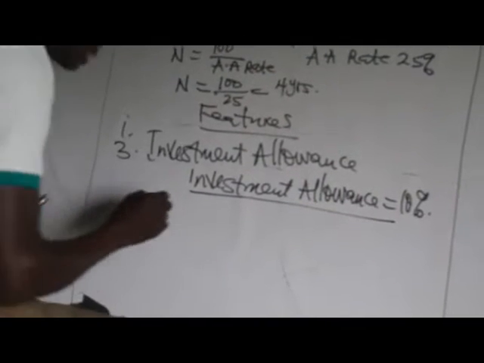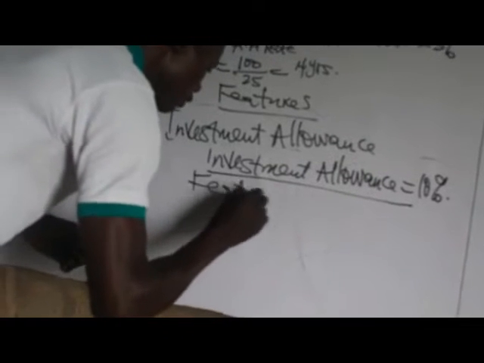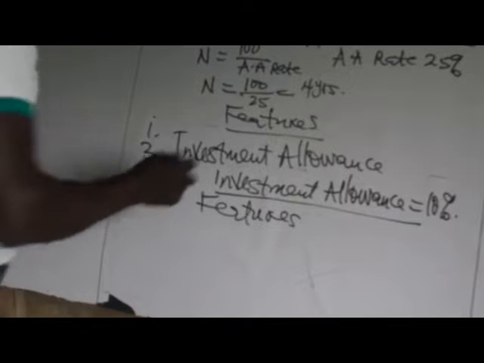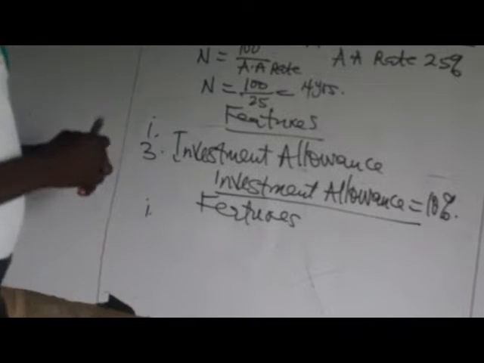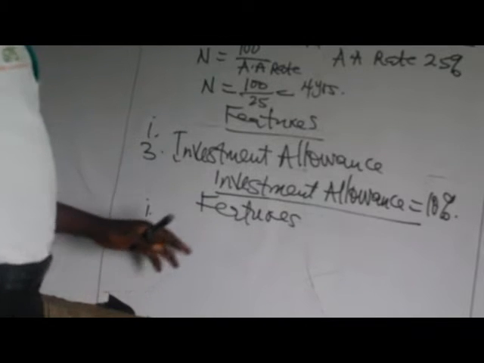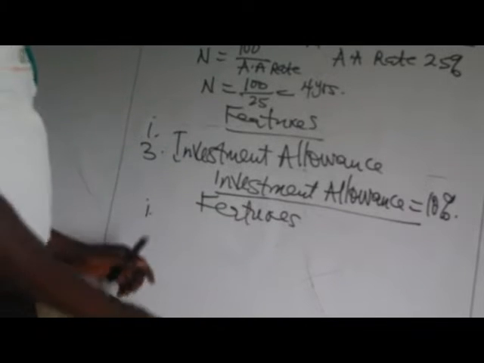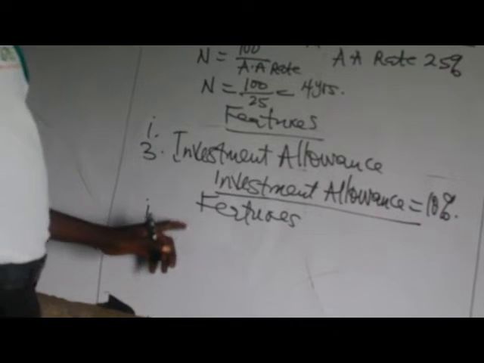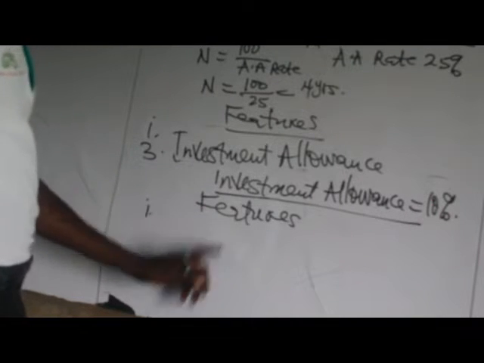Features of investment allowance. Number one feature, it cannot be prorated. That means you cannot apply time apportionment to investment allowance. So it should be claimed or granted in full.